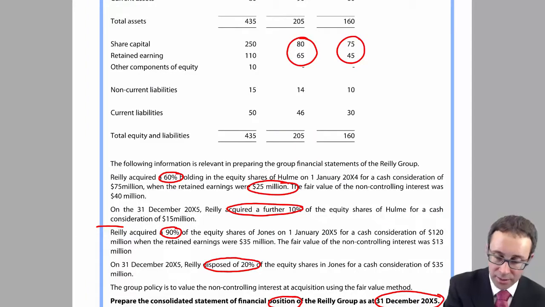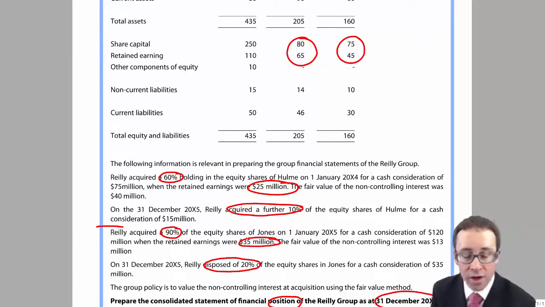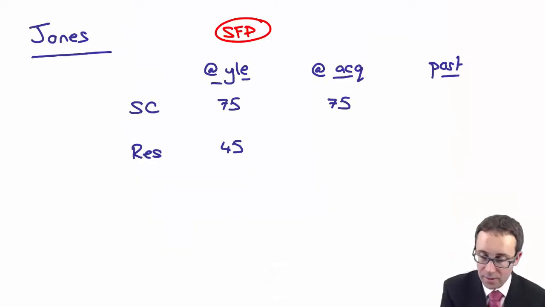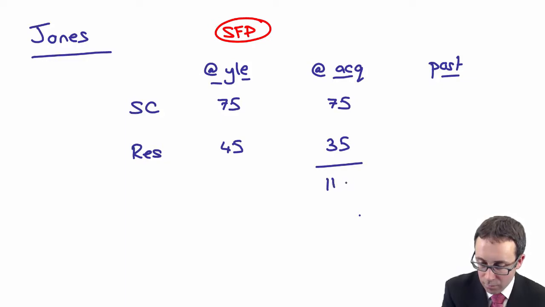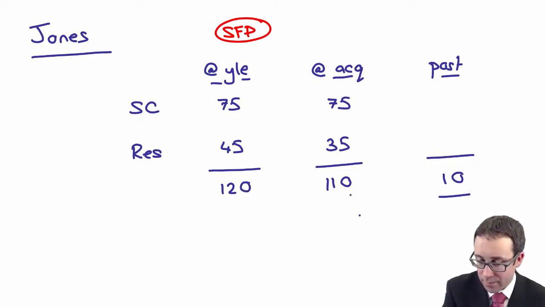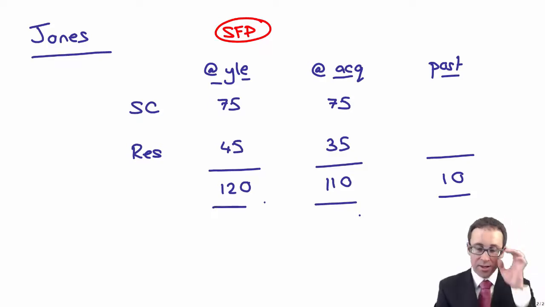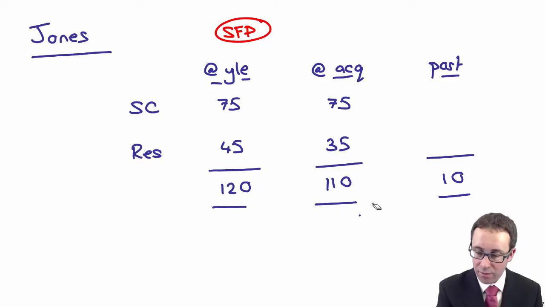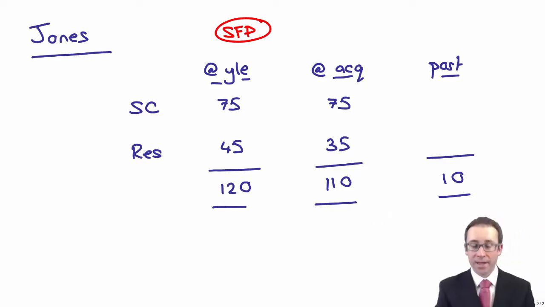What were the retained earnings? The retained earnings of Jones at acquisition were there as 35 million. Looks about right, doesn't it? Acquisition 110, year end 120, post acquisition movement is there of 10. Okay, seems fair enough, doesn't it?